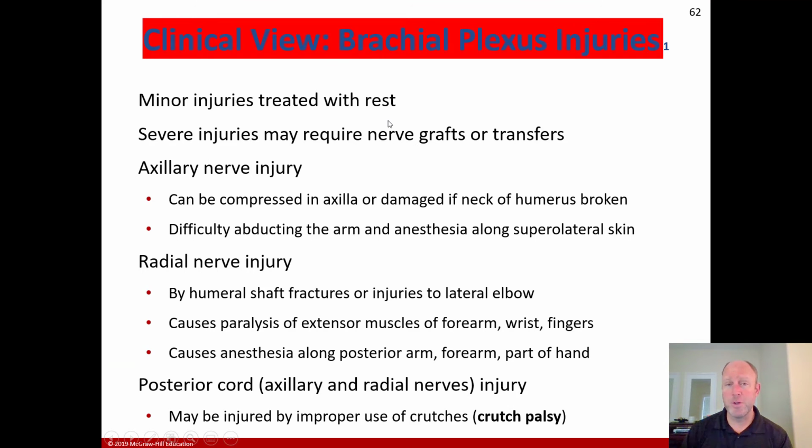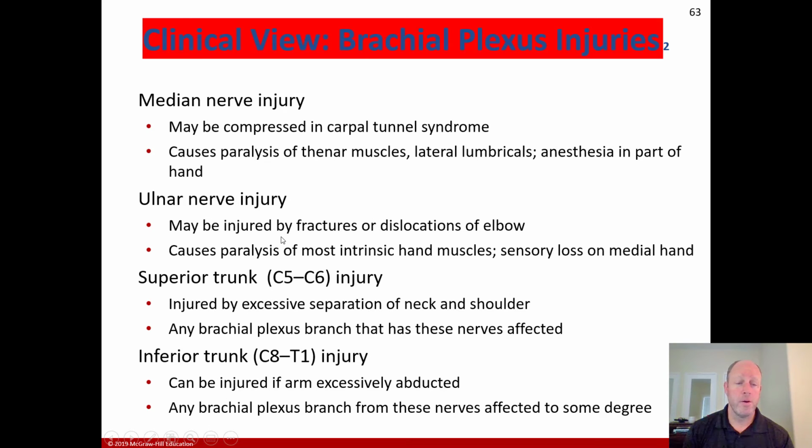So the brachial plexus injuries you might see would be minor injuries that are often treated with rest. Severe injuries, however, can require nerve grafts or transfers. Axillary nerve injury can be compressed in the axilla, or damaged if the neck of the humerus is broken. There's difficulty abducting the arm, bringing the arm out to your side, and anesthesia along the superolateral skin, so you actually can't feel things in that area.